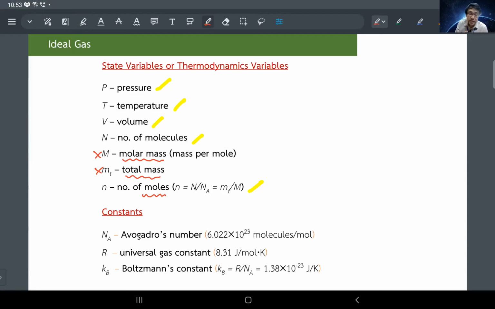Okay, and the constant that we are going to see in play in this business is the Avogadro number. You already told me that you know this number before. So this is good. And now there are two more that I'm going to propose to you. They are called the universal gas constant and the Boltzmann constant. All right, I'll show you what these are.